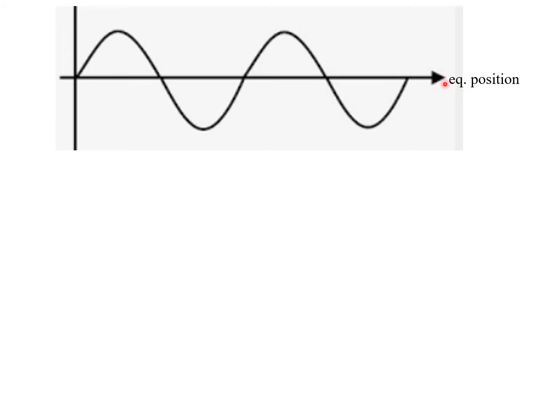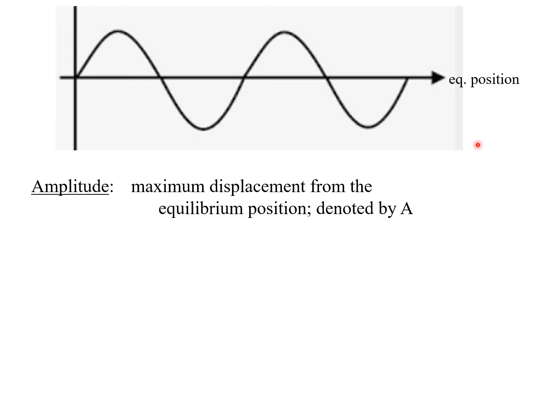Another term I want to introduce is amplitude. Amplitude is the maximum displacement from the equilibrium position. So it's the maximum displacement of the particles as a wave passes through it. We denote this by A. This is the distance from the equilibrium position up to the top of the wave, or the bottom of the wave. That's called amplitude.